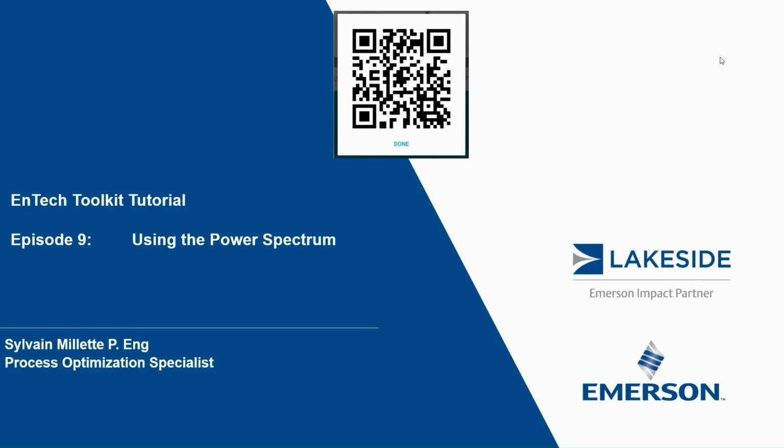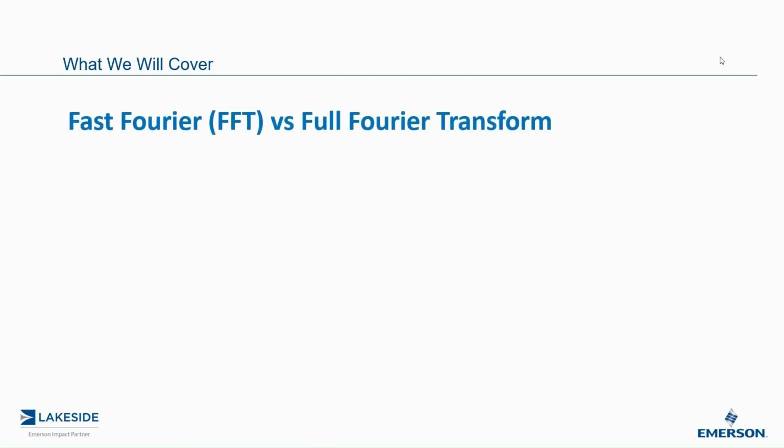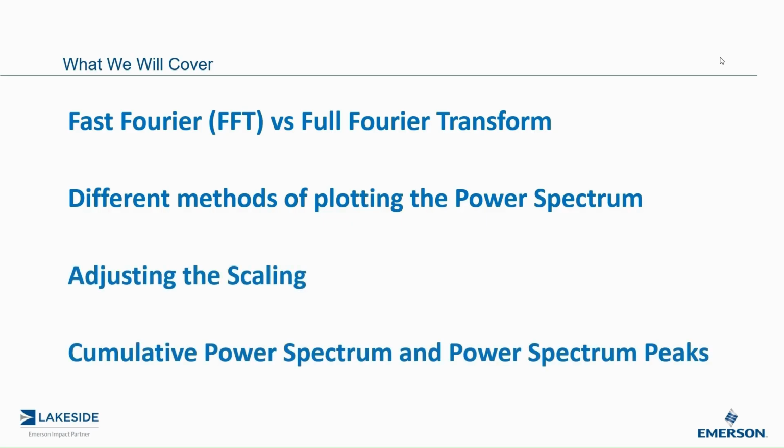So episode 9 of the NTech Toolkit tutorial, we're going to talk about the power spectrum. In this episode, we're going to cover fast Fourier versus full Fourier. We're going to cover different methods of plotting the power spectrum, as well as how to adjust the scales. And we're going to talk about the cumulative power spectrum and the power spectrum peak.